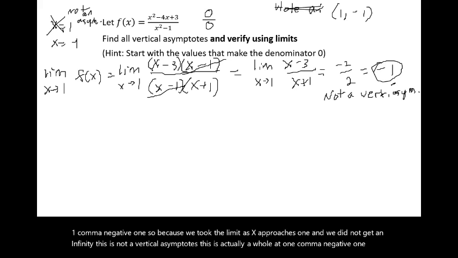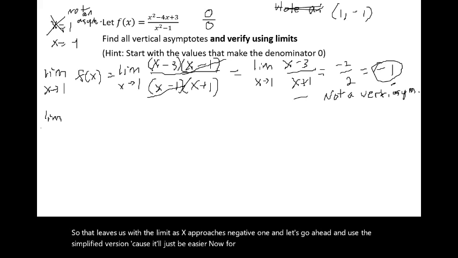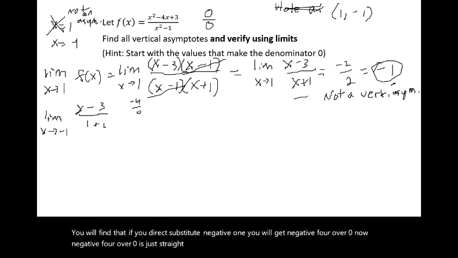So that leaves us with the limit as x approaches negative 1. And let's go ahead and use the simplified version because it'll just be easier. Now for the limit as x approaches negative 1, you will find that if you direct substitute negative 1, you will get negative 4 over 0. Now negative 4 over 0 is just straight up undefined. This is not indeterminate. This is going to be one of the infinities.